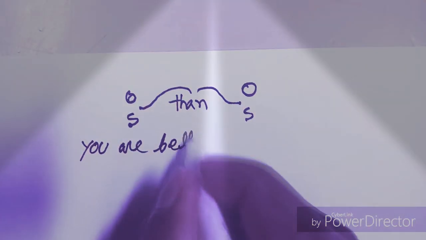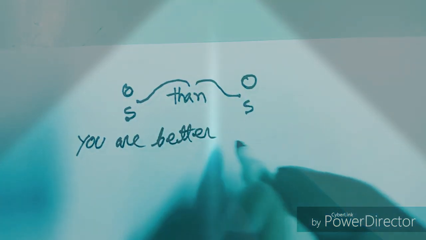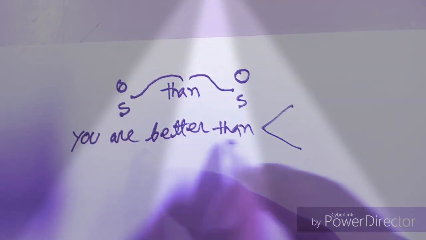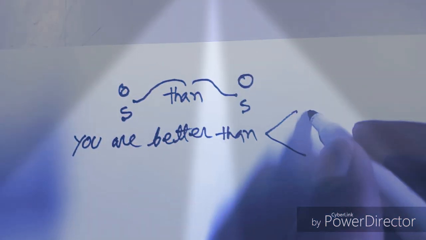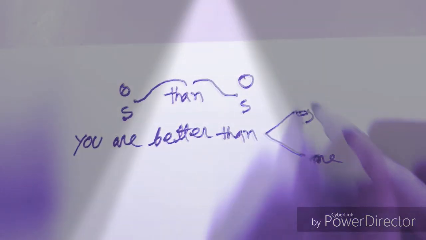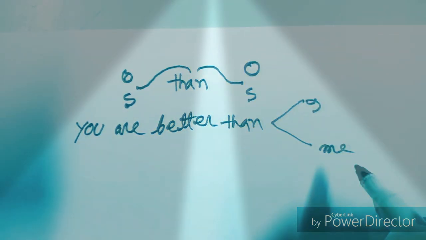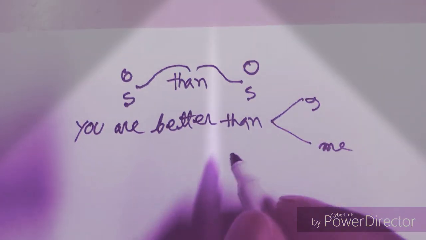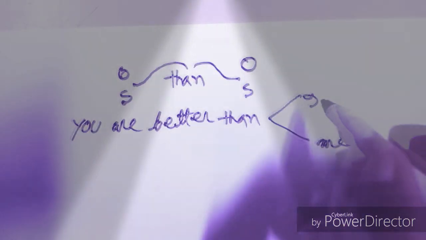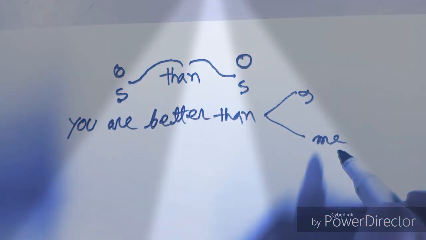You are better than. Now see, you are better than I or me. Which one is correct? This is the main fact. You are better than, so which one is correct? I correct or me correct?